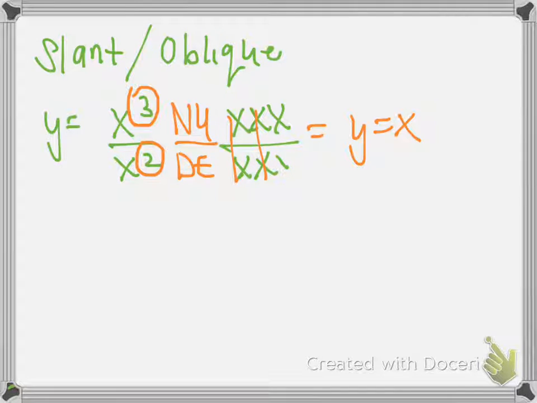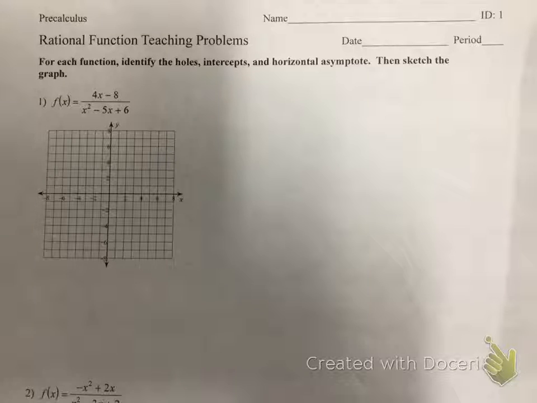So for right now, though, it's okay for you just to know if there's numbers out in front, like if there was 1/5, that would be the slope of the line. So you can get the slope by just looking at whatever the coefficients are of this slant asymptote. Okay, let's talk about this problem.